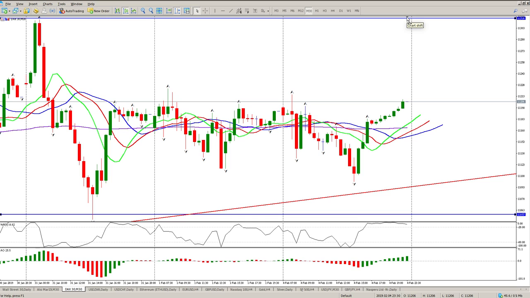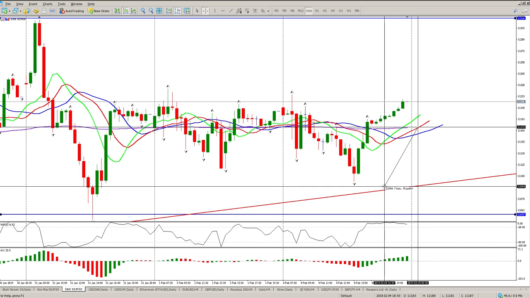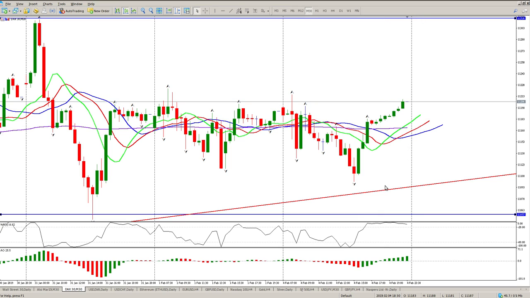The only thing that I can see is that we do have an alligator pointing quite strongly to the upside. We have broken the 30-minute 200 EMA, and ideally I'd like to see us pull back to this area and then rally, and that would give me a 70-point stop loss.